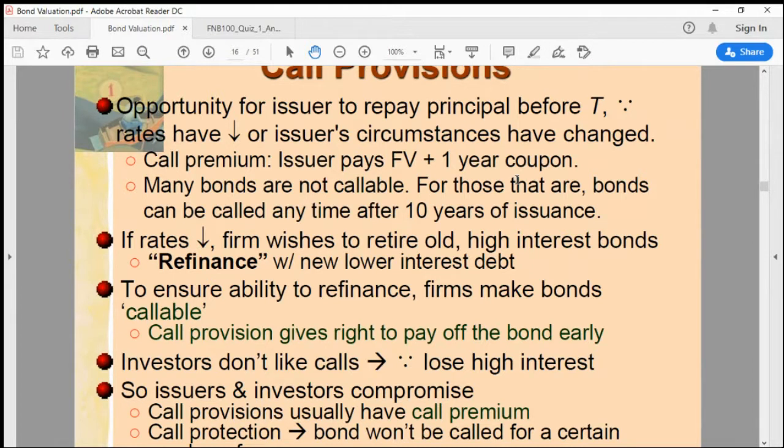So why does the issuer, the company, call the bond? There's a simple reason. The company calls the bond if the prevailing market rate falls. Now, think of it. Let me give you an example.